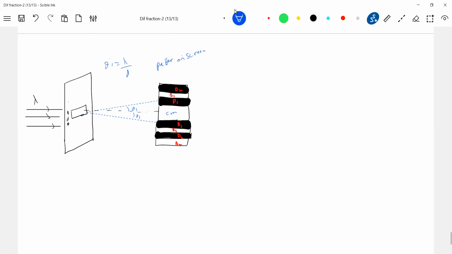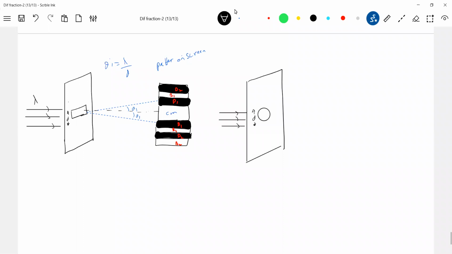If the same thing is done with a circular slit, what changes will come? The diameter is called the aperture, and there is an incident beam. The pattern on the screen will not be like this; it will be alternate bright and dark rings with a central bright disk.